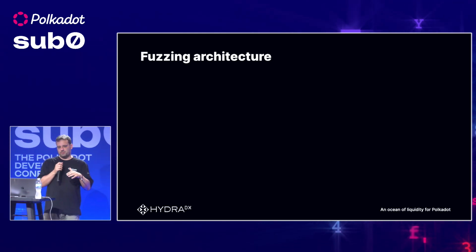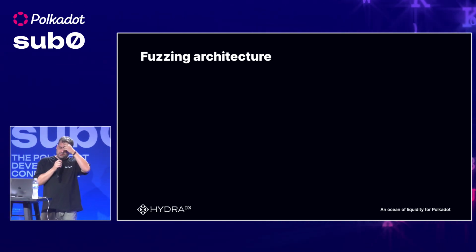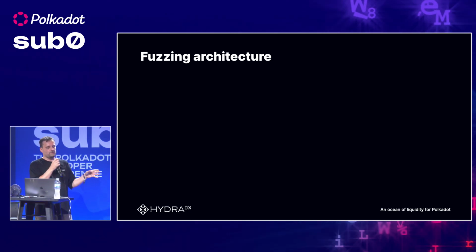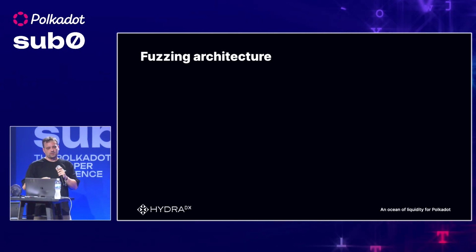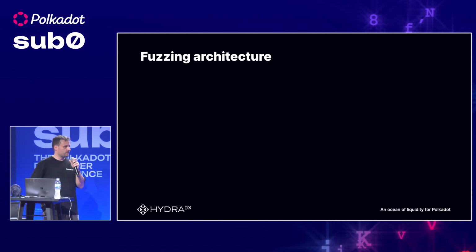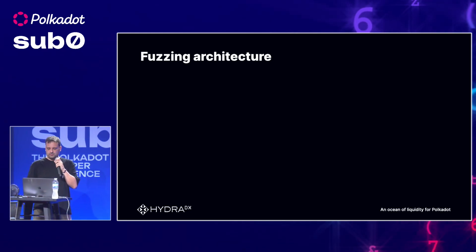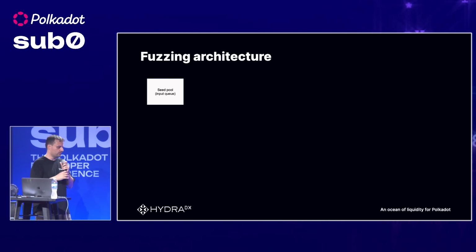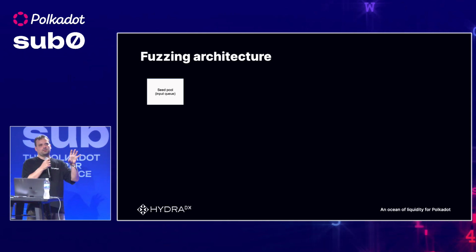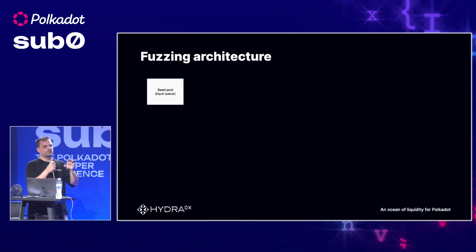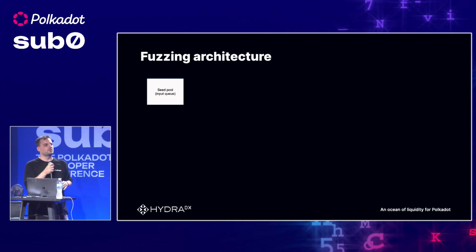So now you might be asking, how does it work? I started, but I have no idea how it works under the hood. So we will also look at the implementation briefly. But the architecture would be something like this. You start with the seed pool. The seed is just something that can be executed on runtime, so let's say an extrinsic with some parameters.